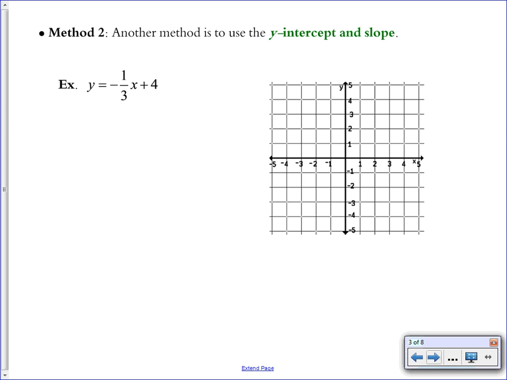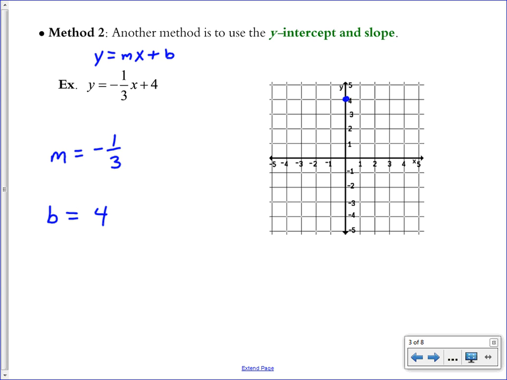This line goes on forever in both directions, so we put arrows on the ends. A second method for graphing is to use the y-intercept and the slope. This is especially convenient if the line is given to you in slope-intercept form. So the slope here is negative 1/3. The b is 4. I'm getting those letters from y equals mx plus b, right? M is the slope and b is the y-coordinate of the y-intercept.